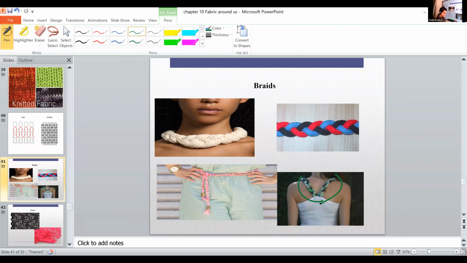Here you can see the interweaving of 3 weaves, right? Interweaving, it can be more than 3. Interweaving of 3 or more strands in a diagonally overlapping pattern. Each one is overlapped by the other. Okay, that is braids.